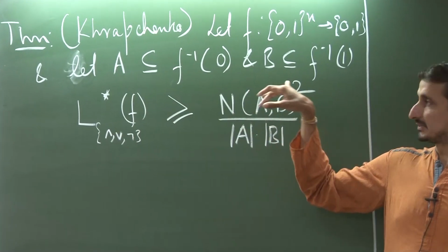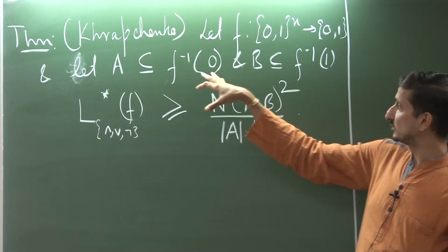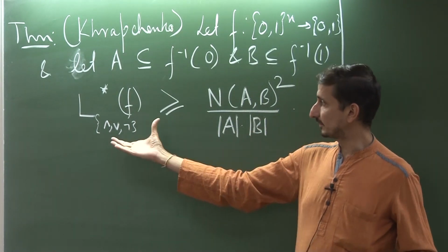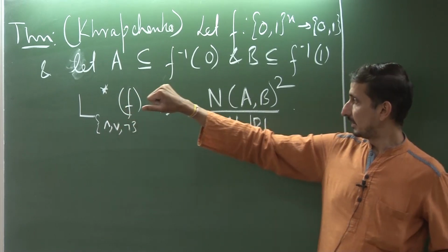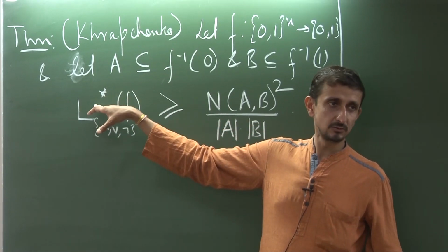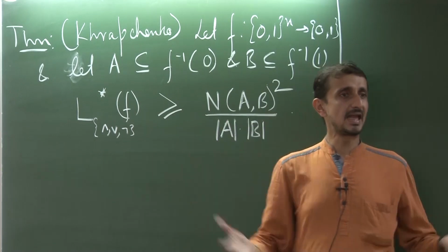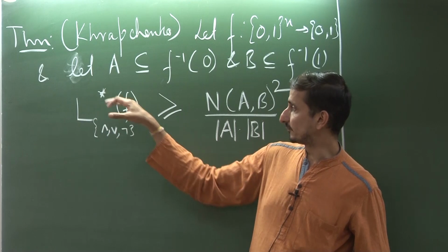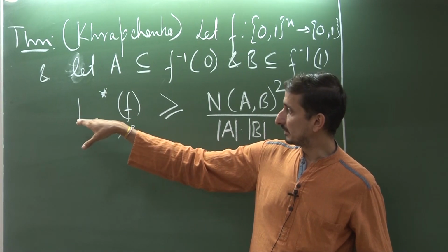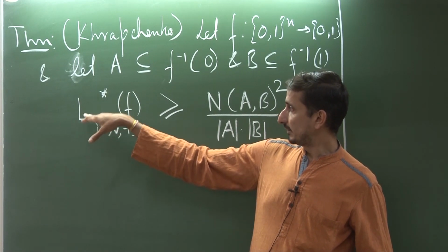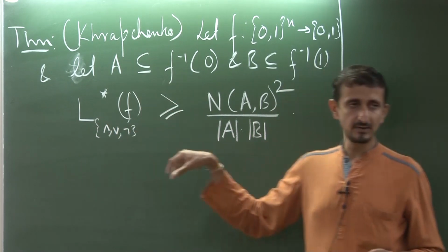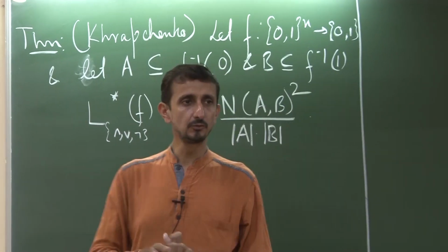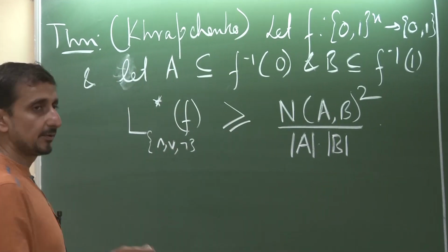And what this theorem says is that if we have a function f and we take any two sets A and B such that A maps to 0 and B maps to 1, then the star size of the function, meaning the number of AND and OR gates, is at least this much. When we say star size we are counting how many AND and OR gates there are in the formula. So, the smallest formula for f, counting the number of AND and OR gates, will have size at least this much. Okay. So, how do we prove this theorem? Any questions?